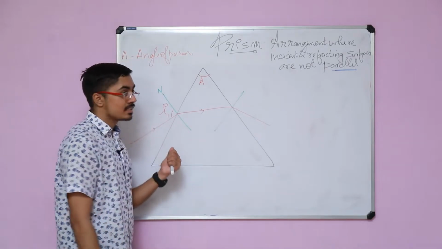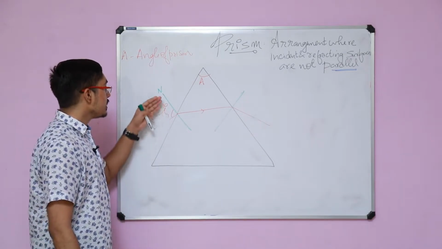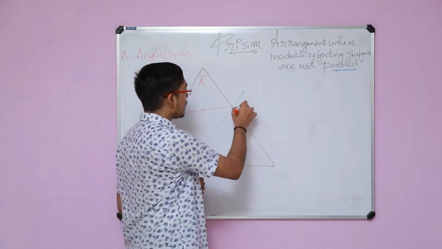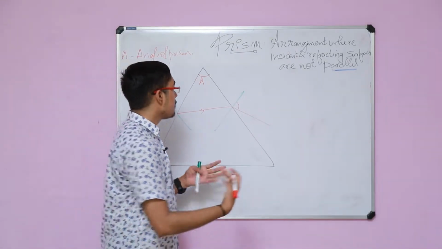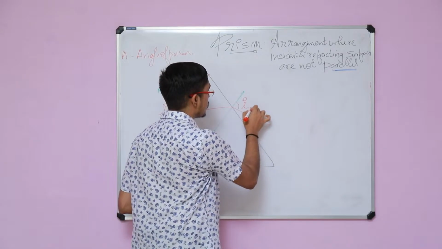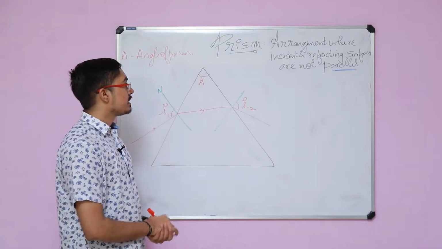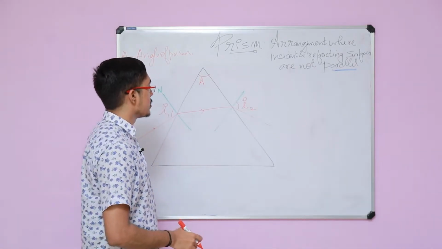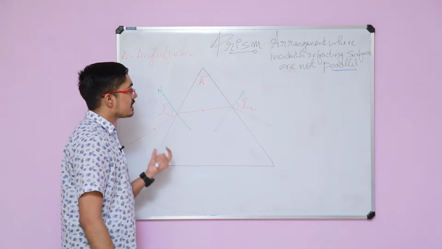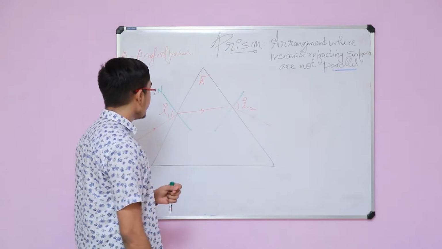When an incident light is at an angle of I1 to the normal, right. Now this angle of emergence, you can write it as E, that is the angle of emergence, but yes, I will be preferring to write it as I2 for the purpose of deriving many things and for the simplicity of learning every concept. I will be marking this as I2. I1 is the angle of incidence, I2 is the angle of emergence, right.